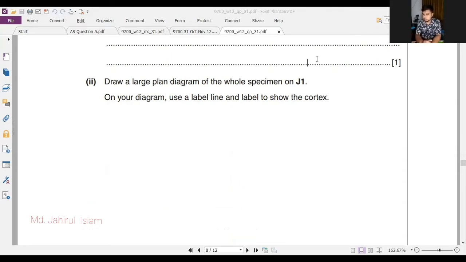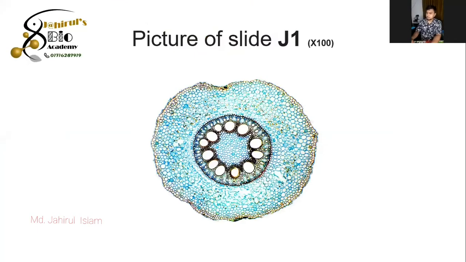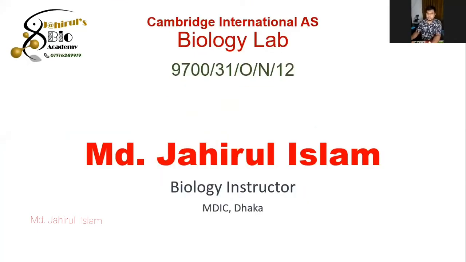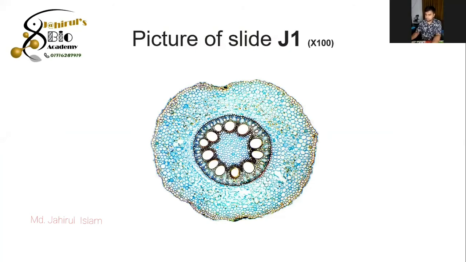Okay, after that I am showing you the picture of Z1, and then I am going to show you how to draw it. This is the picture of Z1. You are observing here the picture of slide Z1. As you are seeing here, at first you need to identify there is epidermis and then cortex, then endodermis, pericycle, and vascular bundle in the center. Vascular bundle means there will be xylem and phloem, and other observable tissue.